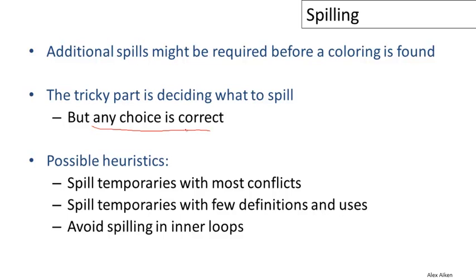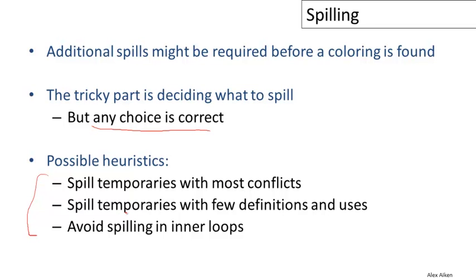And there are some heuristics that people use to pick which temporaries to spill. And here are a few, I think 3 of the most popular ones. One is to spill the temporaries that have the most conflicts. And the reason for that is that this is the one thing that you can move into memory that will most affect the number of interferences in the graph. So the idea is that by possibly spilling just this one variable, we'll remove enough edges from the graph that it becomes colorable with the number of registers we have.